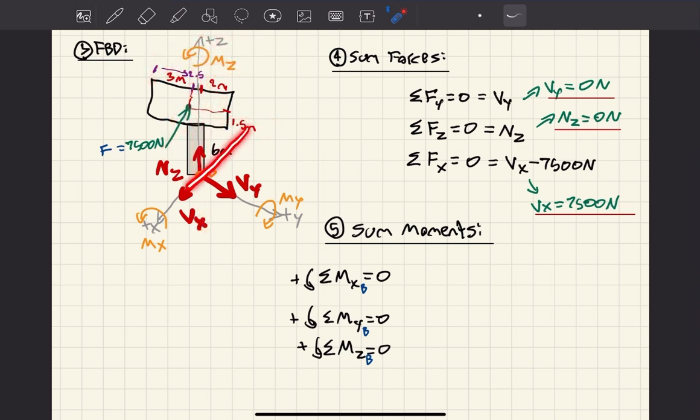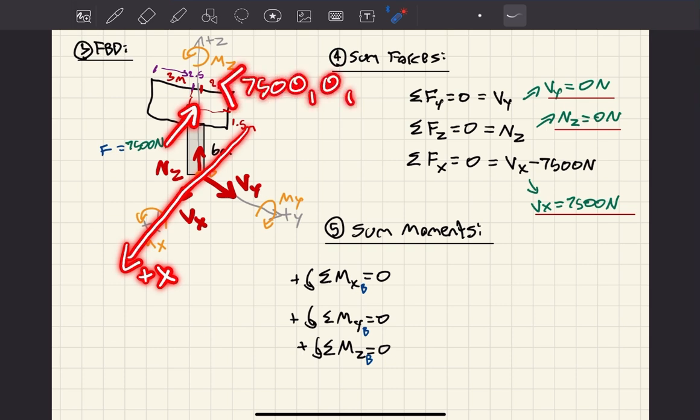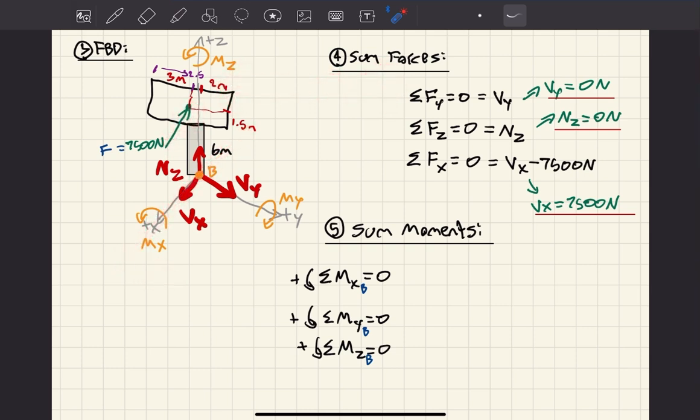How about the x-axis? Well, it won't do anything because the force is parallel to the x-axis. If we were to draw a vector of this force, it would be 7,500, 0, 0. It's entirely in the x-axis, actually negative 7,500, but you get the point. It's parallel, so it will not cause a moment about the x-axis. Perfect. So I believe that is everything.